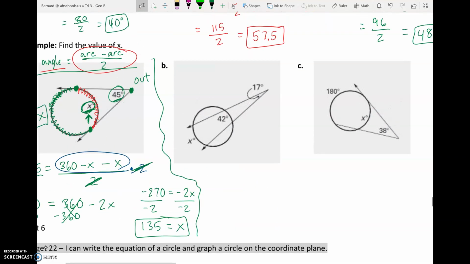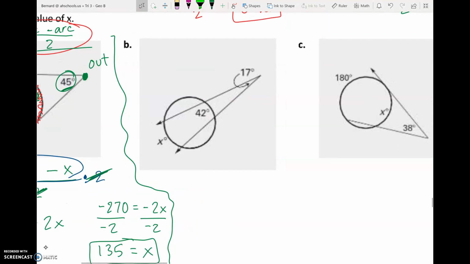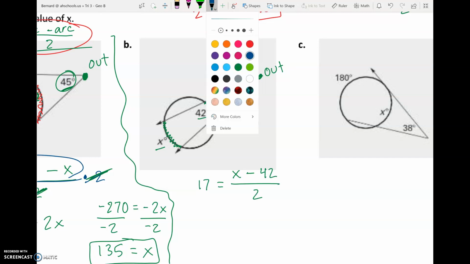Now, for B and C, it's a little bit more straightforward. Remember, these angles are on the outside. And so angle equals arc minus arc divided by 2. Remember, the arcs we're talking about are always in between our two lines. And so our big arc this time is x. The little arc is 42. And so angle, which is 17, will equal big arc, which is x, minus little arc, which is 42, divided by 2. And so this one's a little bit simpler to solve.